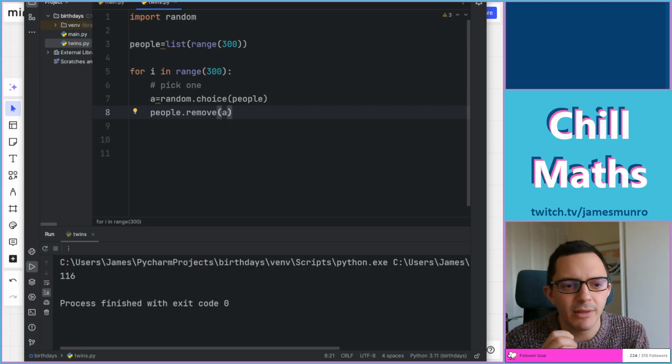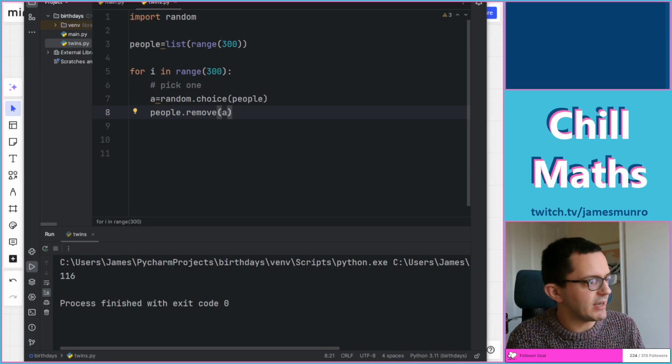Yeah, I shouldn't be popping them off the list at all. I should keep them in a list, but I should shuffle the list, which I think is a random. I think there's a random shuffle method. There is a random shuffle. Perfect.